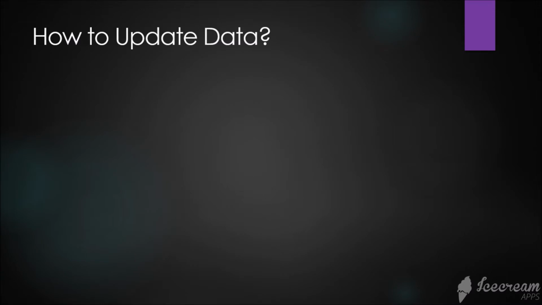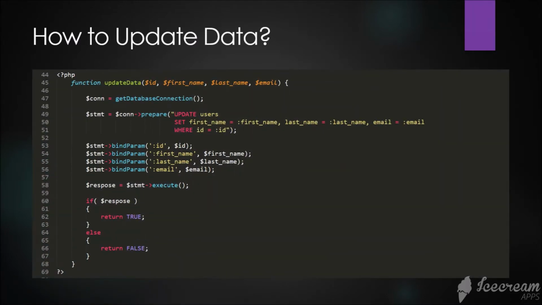Now, since we're already done with inserting data, let's try to know how to update data. So we have here the sample code. Almost the same as the code earlier. First, we have the database connection. Then, we prepare the statement. And here we have placeholders. So, update user set first name, the placeholder. Last name equals the placeholder of last name. Email equals the placeholder of email. Then, we use the where clause. ID equals the placeholder of ID.